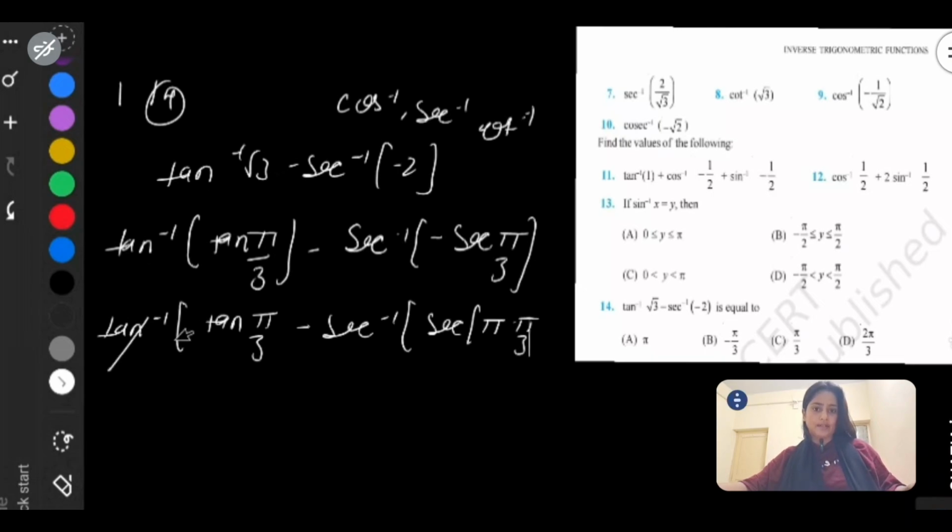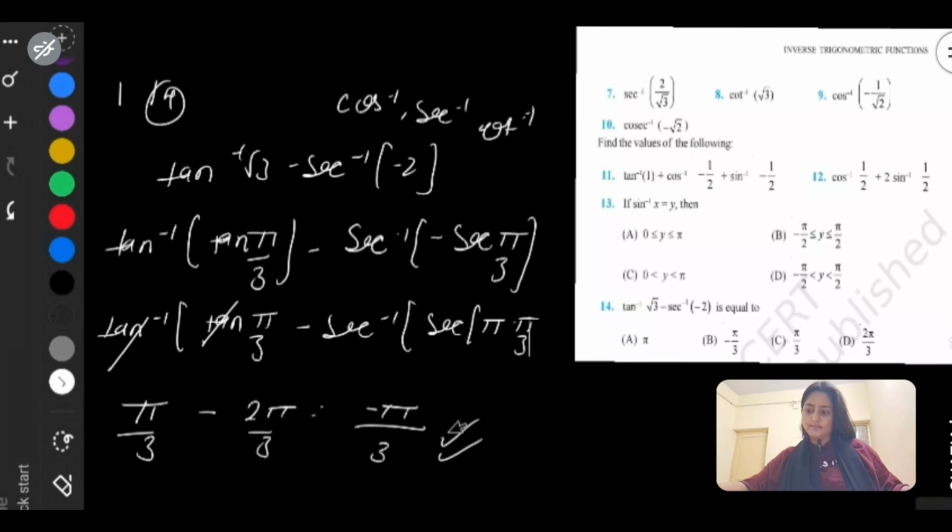Now from here we can write pi by 3, because we know that it is in the range, minus, taking the LCM here, 3 pi minus pi, which is 2 pi by 3. Solving here, pi minus 2 pi over 3, which is minus pi by 3. So the answer of question number 14 is minus pi by 3. You can tick option B. Now for further questions, let's move on to another video.